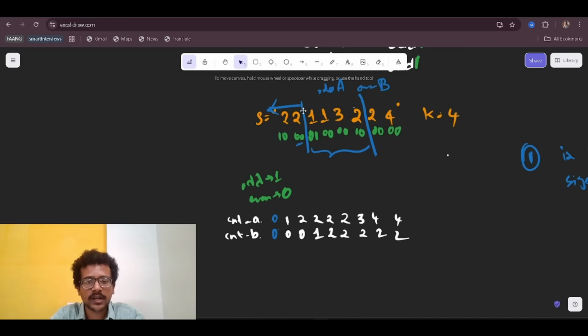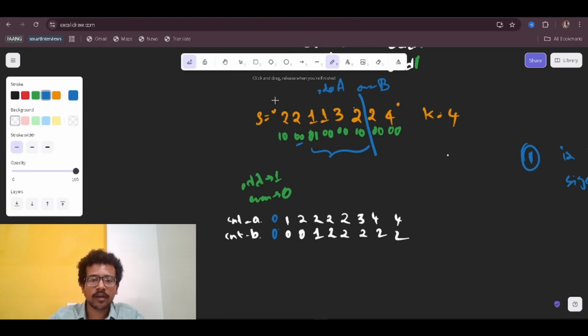Let me tell you that instead of removing here, what if I consider the whole substring? That means I am just assuming that I am removing zeros. Now this would result in maximum difference, right? 3 minus 2 is giving me, at this point, the maximum difference.